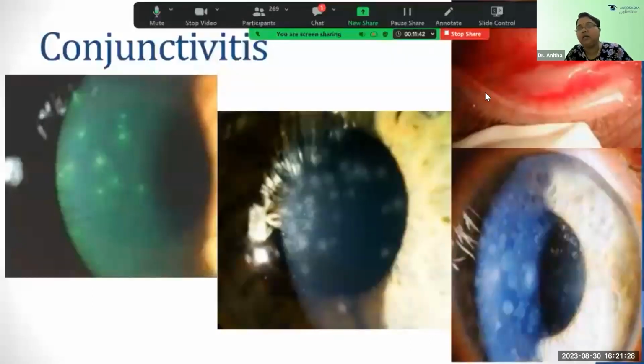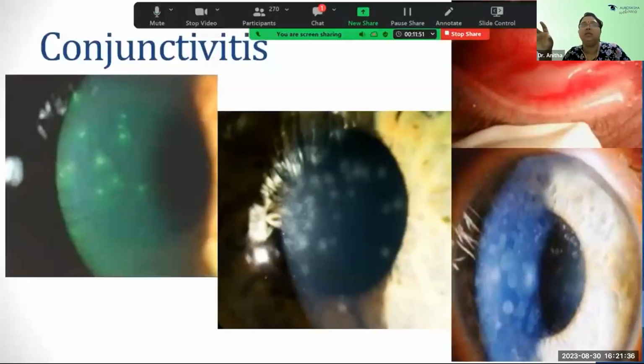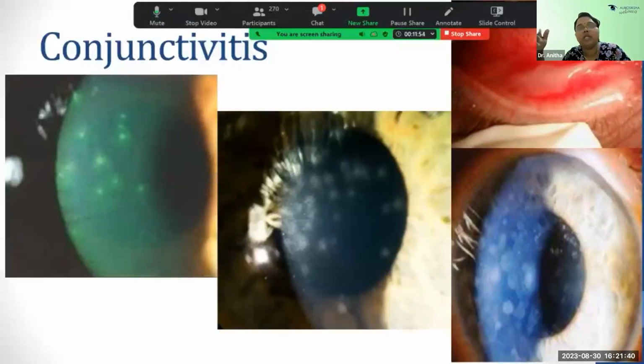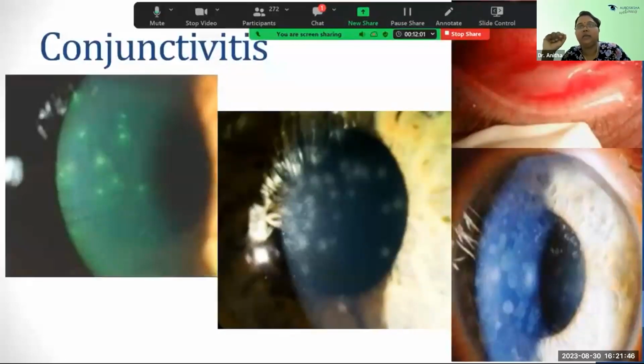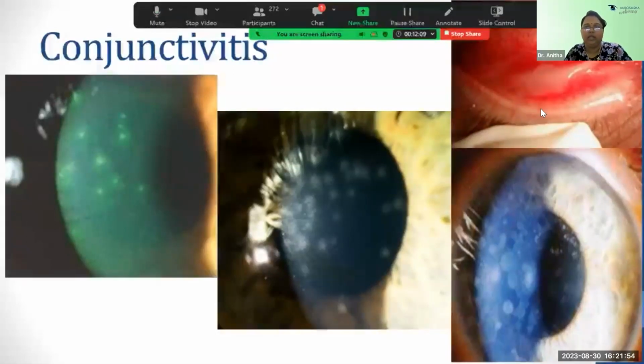So whenever you see conjunctivitis, a pseudomembrane, just put a drop of betadine and wash. Whenever patients come to you, put a drop of betadine and wash thoroughly. Stay for 20 seconds and then wash thoroughly. That betadine contact time is also very much necessary. This itself has antiviral properties, so it will wash away all the viral load.